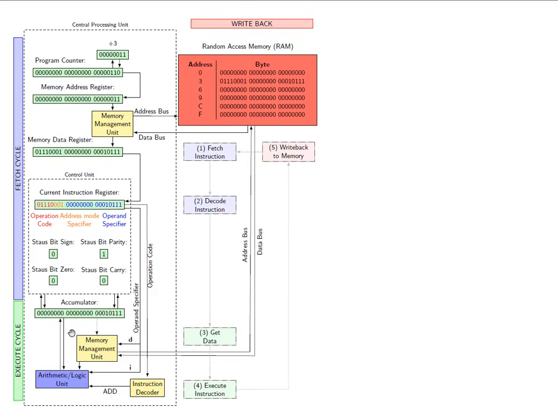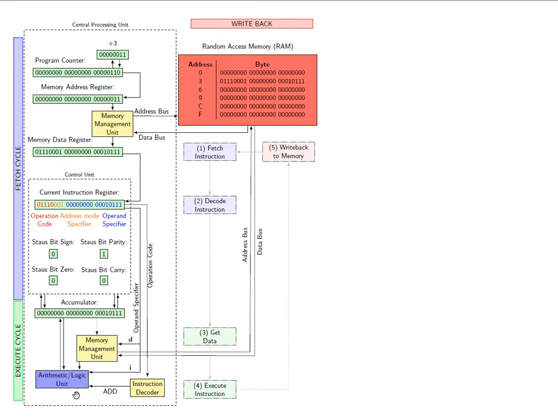There are these two cycles: the fetch cycle, and then the execute cycle. The fetch cycle is this blue part over here. All of this part here is the fetch cycle, and the part at the bottom is the execute cycle.